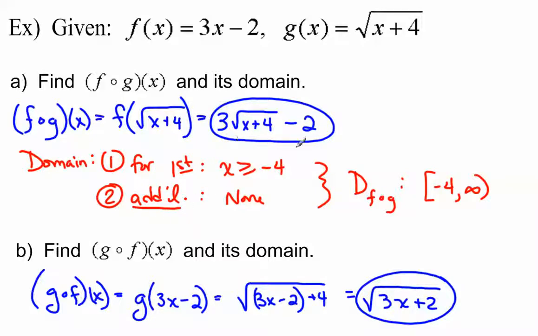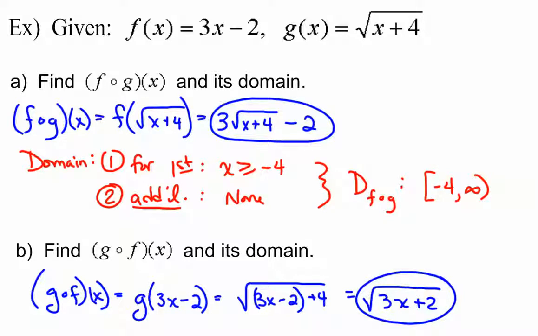The second step is look at this composite function that we just found. Say, are there any additional restrictions when we look at the final result? No, we still have the same radical, so we're going to get the same restrictions. Our domain for the composite f of g is negative 4 inclusive to positive infinity.